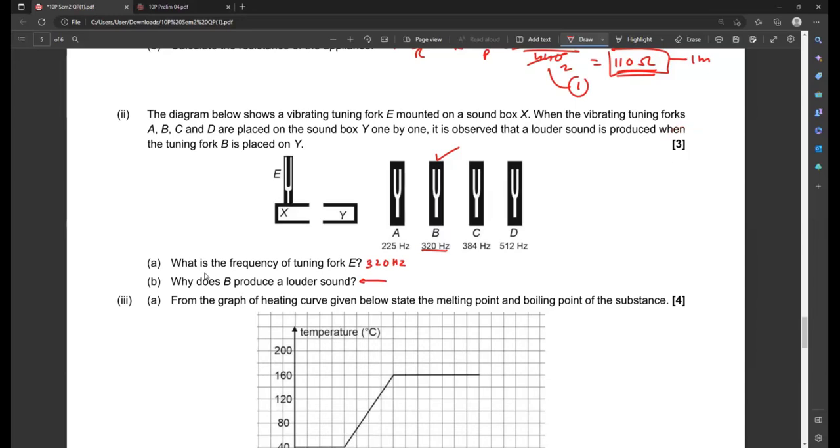Okay, so therefore your answer will be E is making B undergo forced vibration with a frequency that is equal to its natural frequency. Therefore, B produces vibration with a larger amplitude, and that will make the air inside this vibrate with a larger amplitude and will produce a louder sound. Okay, be mindful of the marks, students.